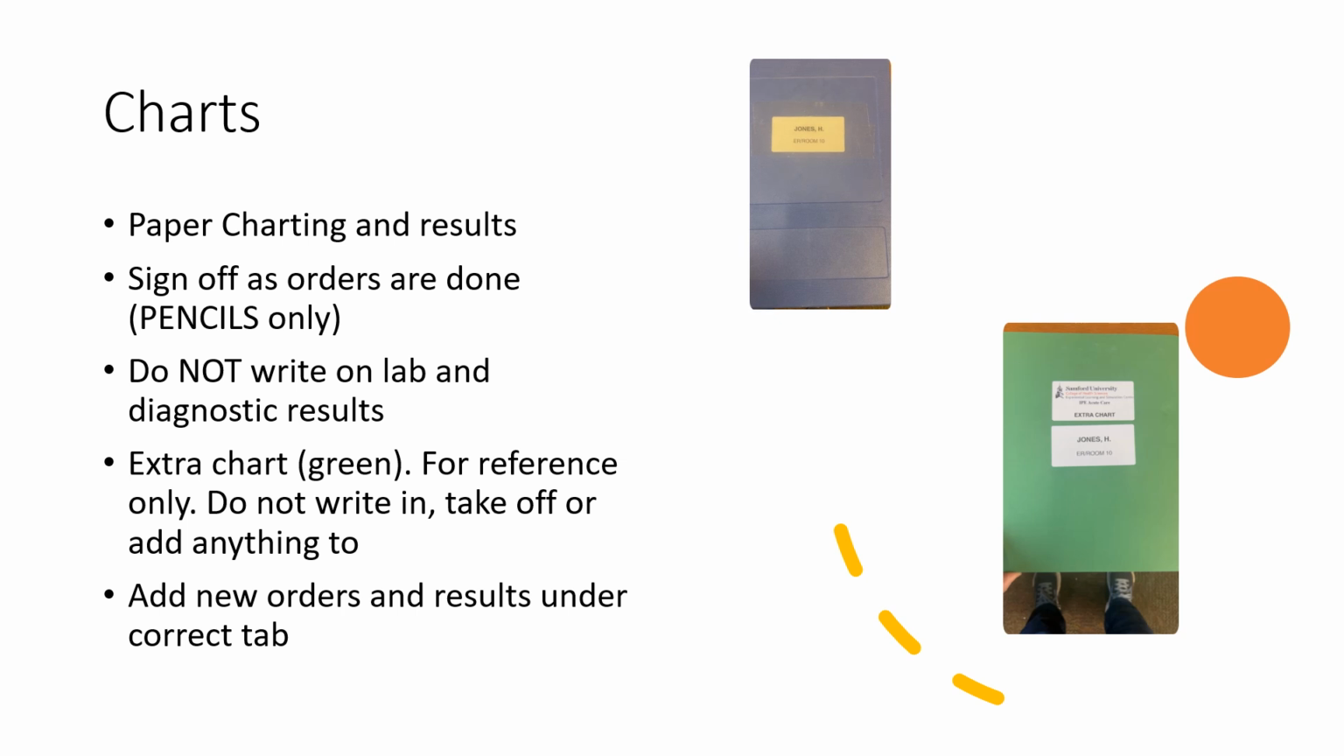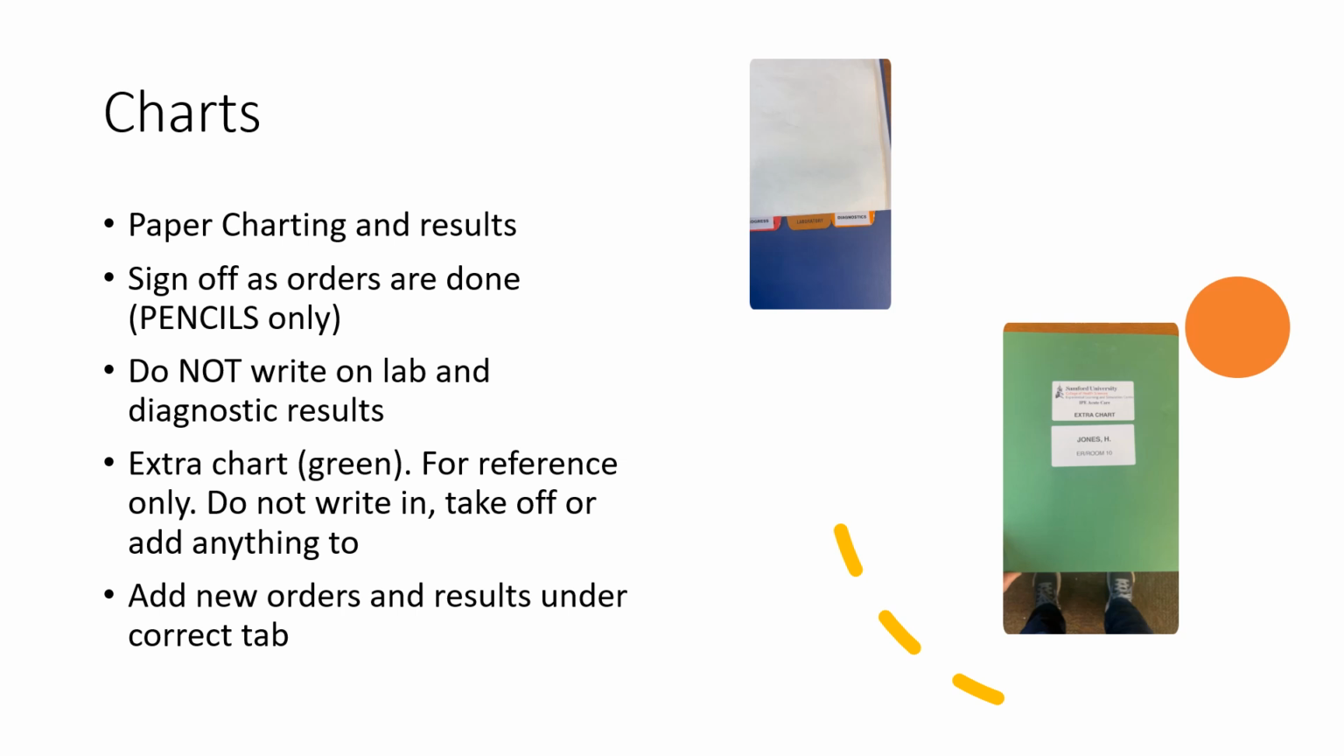You will also see an extra chart, which is the green chart you see here. This is for reference only, so that if someone needs to look at a chart while someone else has the blue chart, you can get the green chart and see what's existing. This will not have new results or new orders put into it. You will not write in this, take off, or add anything to it. It is simply for reference of where the patient starts at the beginning of simulation.